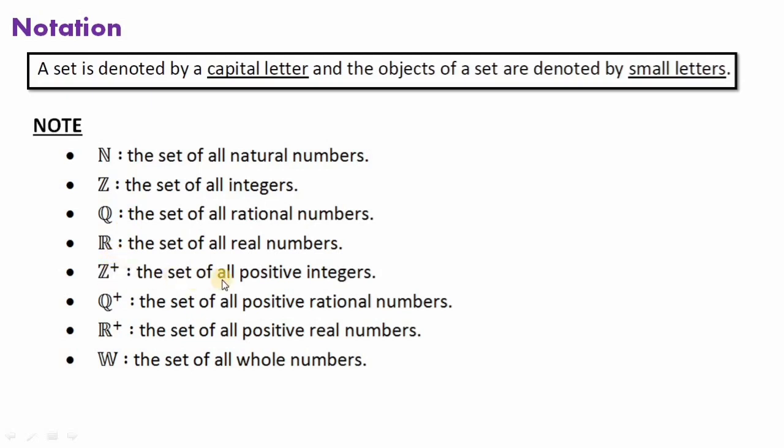Next is R, set of real numbers. Z plus is the set of all positive integers. Similarly, Z minus means the set of all negative integers. Similarly, you have Q plus, set of all positive rational numbers. R plus is the set of all positive real numbers. And W stands for the set of all whole numbers. Before going into the next slide, let me tell you that sometimes you may see I also, which stands for the set of all integers. So pause the video and note down the notations.